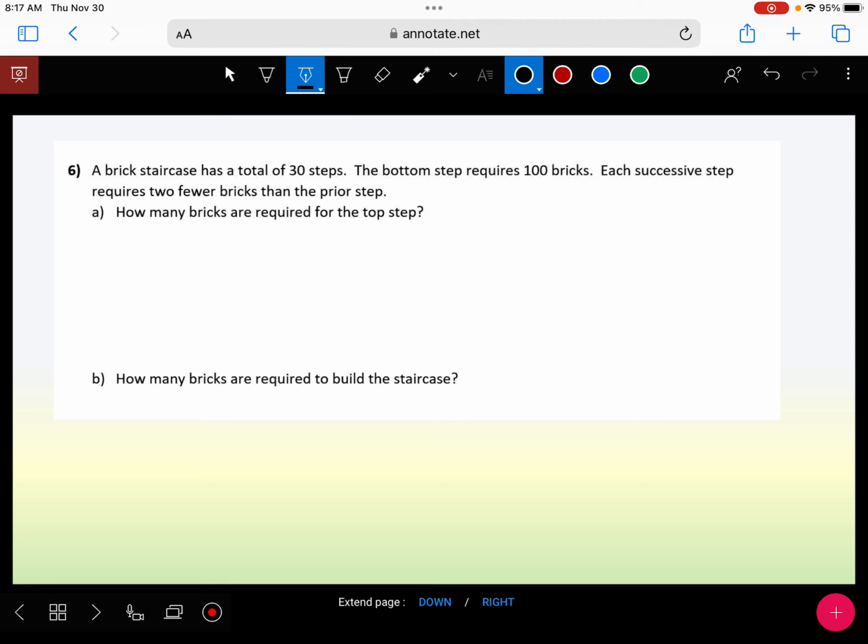So we have a brick staircase that has 30 steps. It has a total of 30 steps. The bottom step requires 100 bricks. Each successive step requires 2 fewer bricks than the prior step. So in this example, our staircase, the bottom will be my T1.